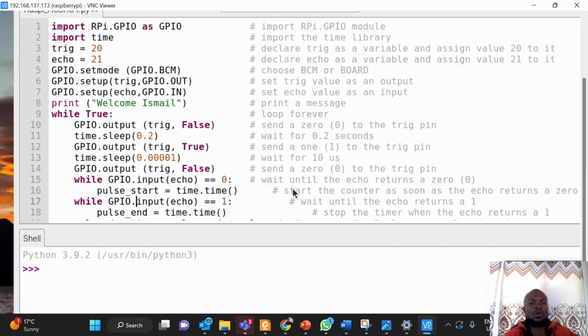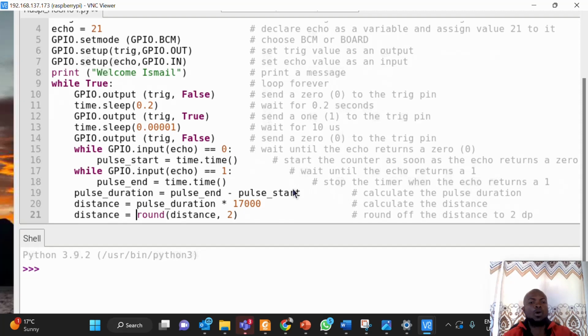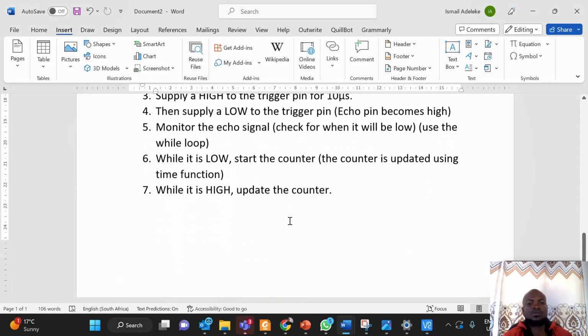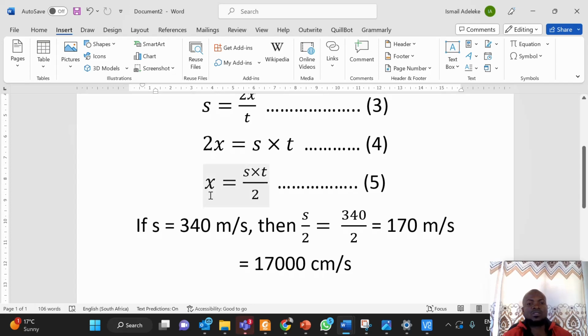So when the time is stopped, then we can calculate the pulse duration. It's just a variable. Don't forget, it is equal to pulse end minus pulse start. Then the distance is pulse duration multiplied by 17,000. Can you still remember? Distance is pulse duration times the velocity of sound in air divided by 2, which is 17,000. The T is the pulse duration.